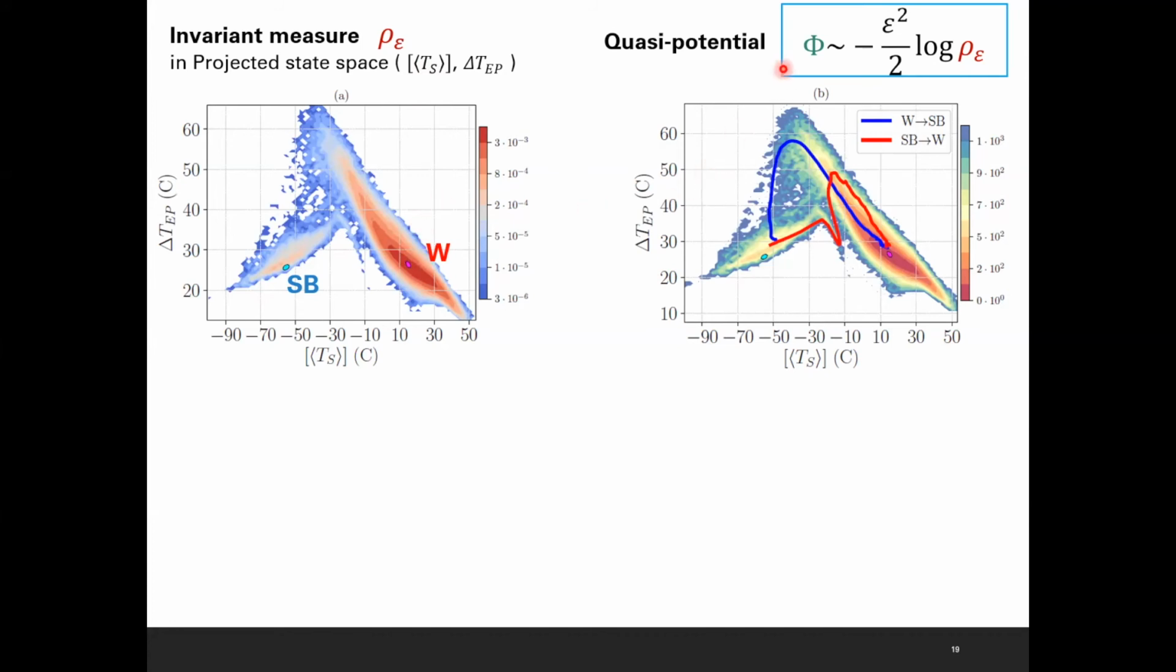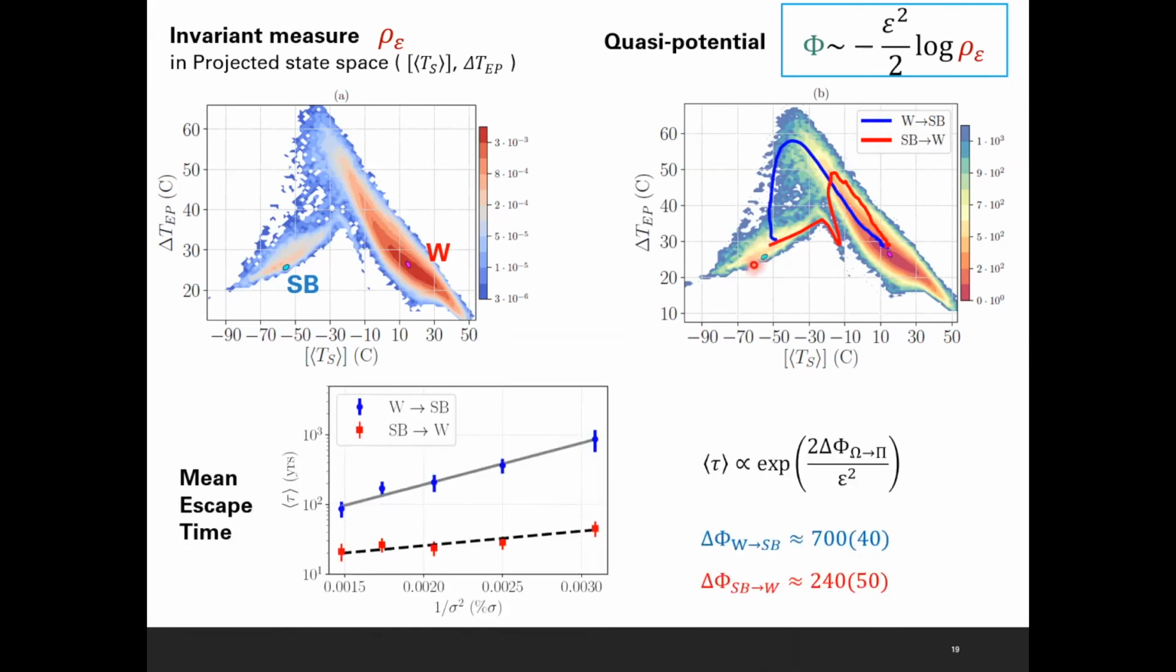You can get a quasi-potential, a very crude exercise here, just by taking the logarithm of the invariant measure. In this case, for instance, you see that the minimum of the quasi-potential corresponds to the global minimum. Here, this is the warm attractor, and then this is the other local minimum, which is the snowball attractor.